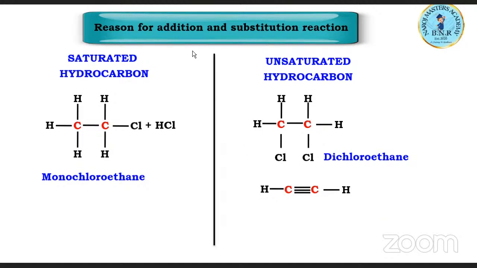First of all, how many bonds are present in this structure? How many bonds are there between carbon and carbon? Triple bond is there. Then change into a double bond first, and then we'll change into a single bond. So that is the process. It is not possible to directly change from a triple bond to a single bond to become a saturated hydrocarbon.